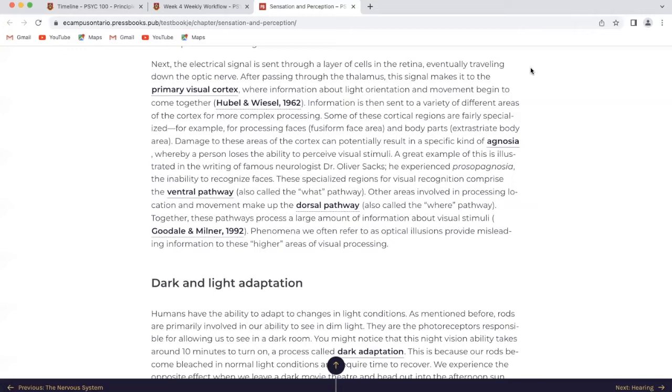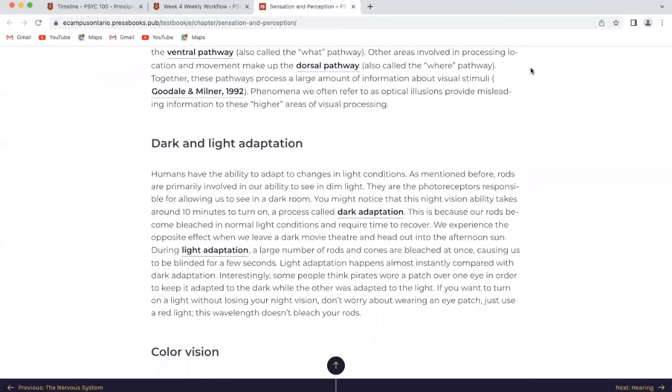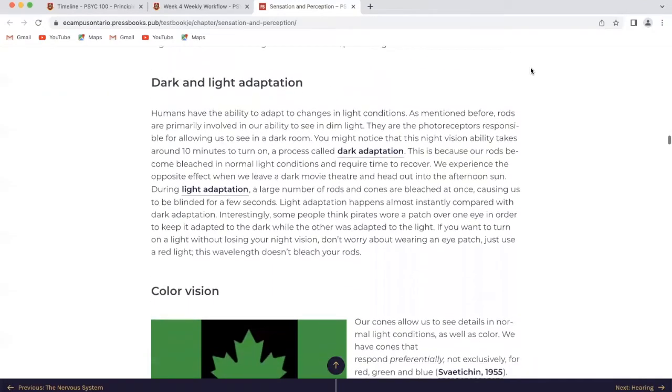These specialized regions for visual recognition comprise the ventral pathway. Other areas involved in processing location and movement make up the dorsal pathway. Together, these pathways process a large amount of information about visual stimuli. Phenomena we often refer to as optical illusions provide misleading information to these higher areas of visual processing.